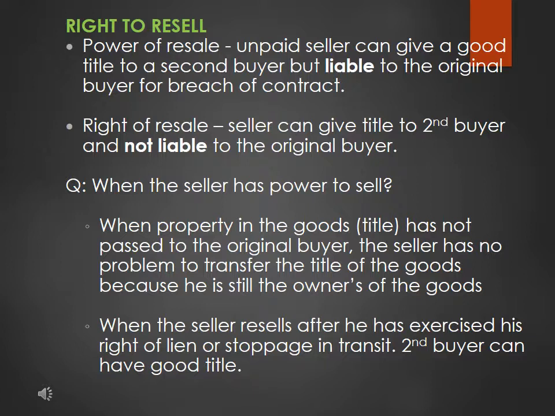When does the seller have the power to sell? Meaning, when can the seller give a good title to the second buyer but remain liable to the original buyer? This is when the property in the goods, which is the title, has not passed to the original buyer and the seller has no problem transferring the title of the goods because he is still the owner of the goods. Or when the seller resells after he has exercised his right of lien or stoppage in transit. Thus, the second buyer can have a good title.